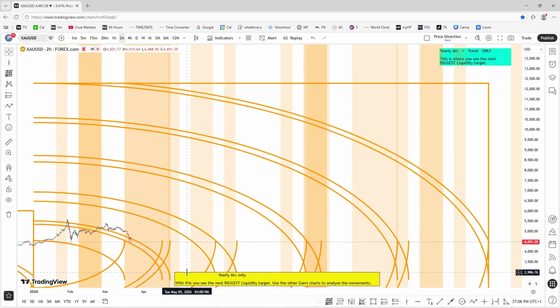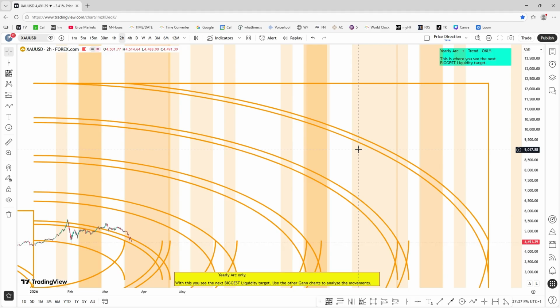Gold is currently at 4,490. Do you see, just by looking at this chart, by looking at our trend and our arc, why analysts say that gold is headed for 10,000? Just let me give you a second to do that. Do you see why analysts say gold is headed for 10,000 this year?